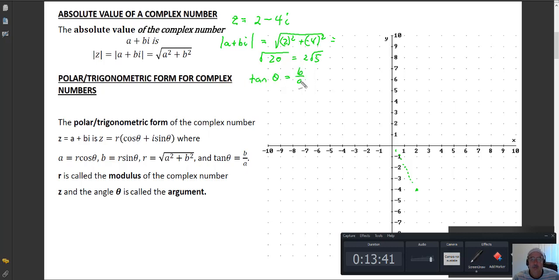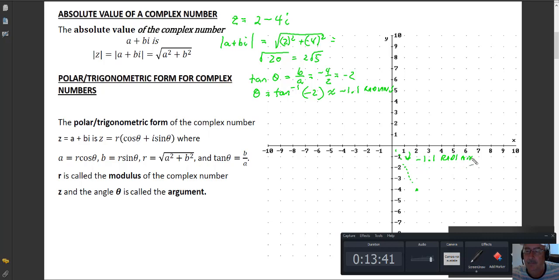equals b over a, which is negative 4 over 2, in this case negative 2. Theta would equal the inverse tangent of negative 2, and here's where you have to be careful again. Now go to radian mode here, and let's go ahead and find our answer. All right, so my calculator, once again, knowing that the range of the inverse tangent is between negative pi over 2 and pi over 2, gave me negative 1.1 radians.